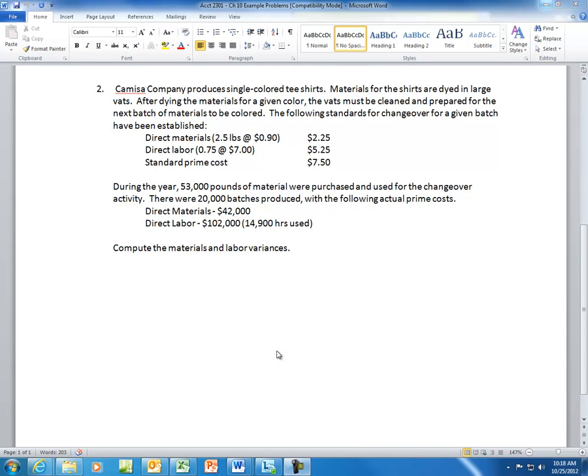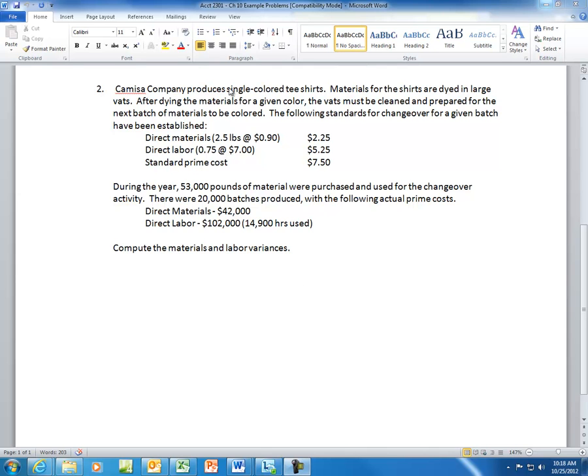And then within that, for example, just looking at material, why did it cost us more for the material? Is it because we had to use more material or because the price was more? So within each of those segments of the product cost, we break the variances down even more between the quantity variance, or the usage variance, and the price variance. So that's what we're going to do in this problem.